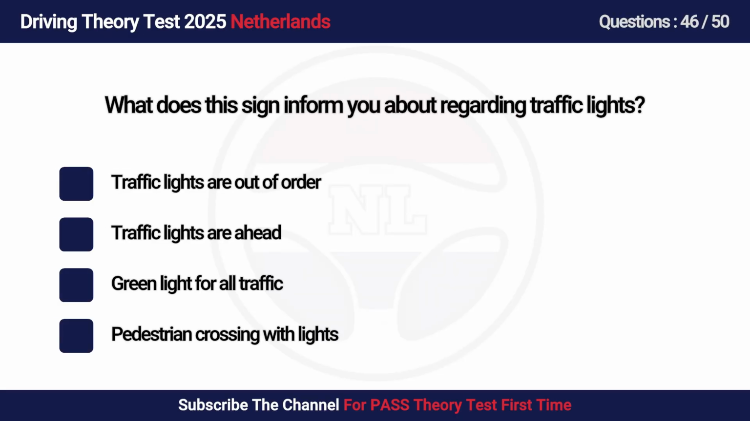Question 46. What does this sign inform you about regarding traffic lights? A. Traffic lights are out of order. B. Traffic lights are ahead. C. Green light for all traffic. D. Pedestrian crossing with lights.